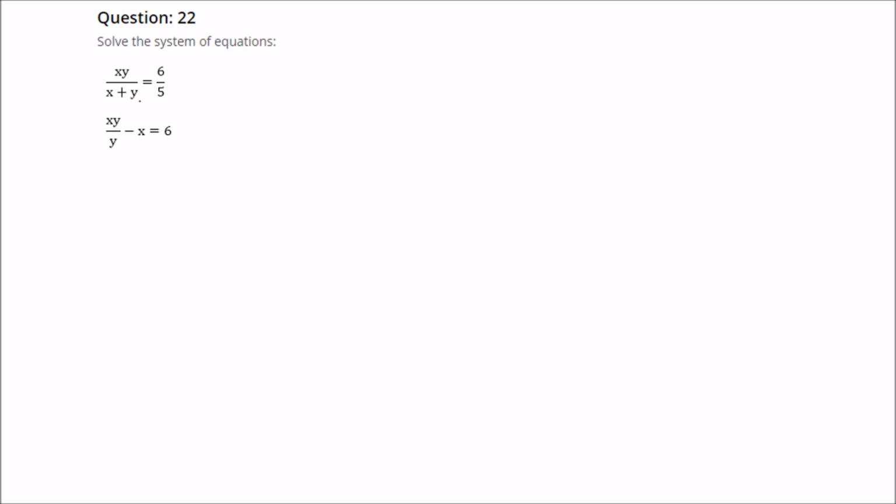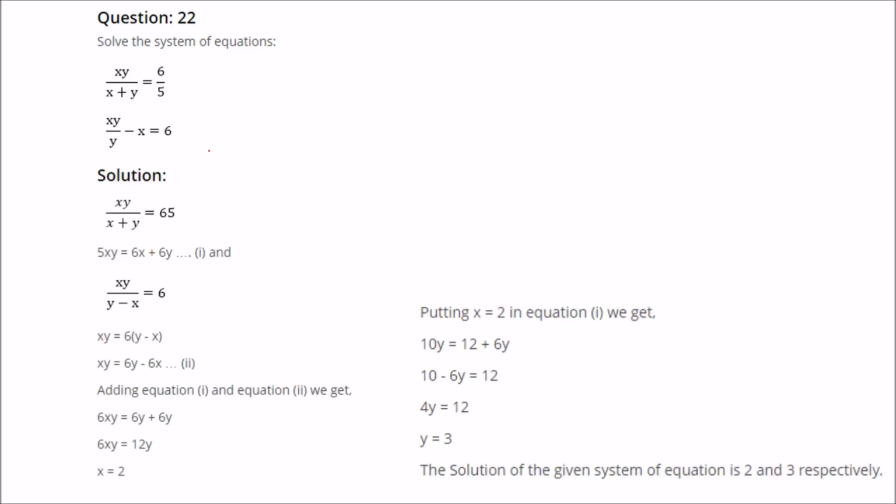Now xy by x plus y is equal to 6 by 5. Now, there are certain methods. First method is, what you can do here is, first just multiply this xy with 5, means cross multiplication, and this by this. So 5xy will be equal to 6x plus 6y. This is your first equation.